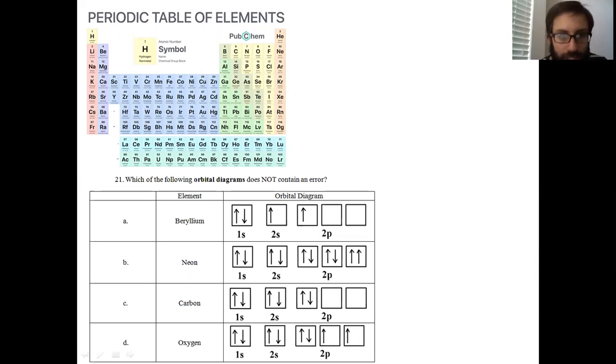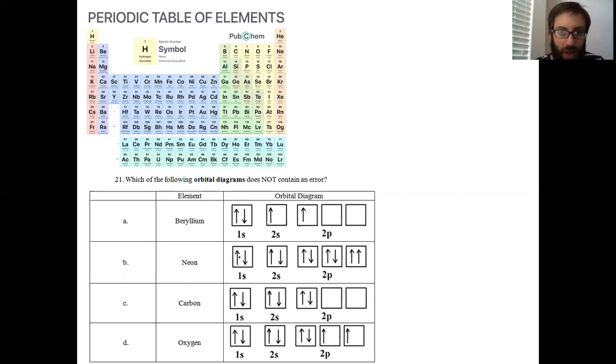Next one is talking about orbital diagrams and which one has an error. So first, let's just count number of electrons. Did they get the number of electrons correct on these? Beryllium total has four electrons, and it's not showing you just valence. It's showing you the total electron configuration, right? It has a 1s here. 1, 2, 3, 4. Good.